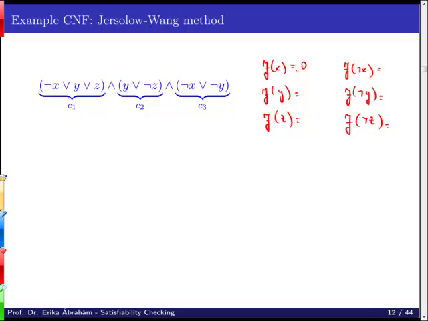What about not x? Yeah, C1 and C3. C1 has 3 literals, C3 has 2. So 1/8 plus 1/4. What about y? Now y appears only in C2. It has 2 literals. Oh, C1, very good. So it is the same as on the left. One clause with 3 literals, C1, and one clause with 2 literals, C2. And not y appears only in C3. Z is only in C1, and not z in C2.